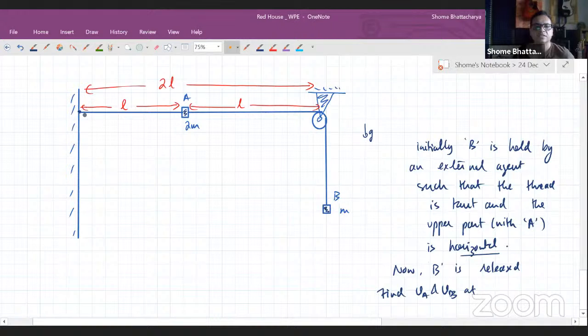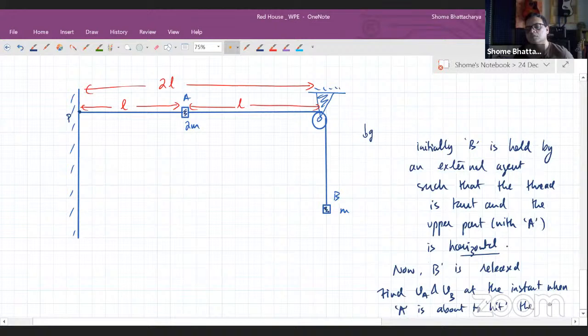So this thread is attached at this point P. So A will go in a path like this. So once we release B, A will go in a path like this and it's going to hit the wall at some point over here. So we have to calculate the speed of A and B, VA and VB, the instantaneous speed of A and B when A is just about to hit the wall. So at the instant when A is about to hit the wall, this wall over here.